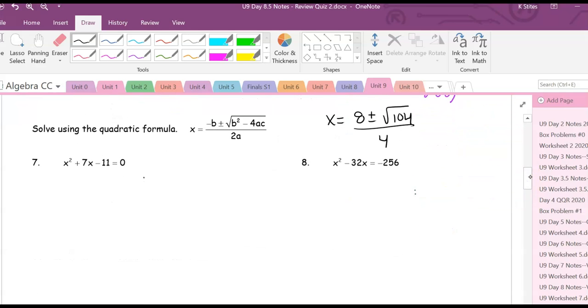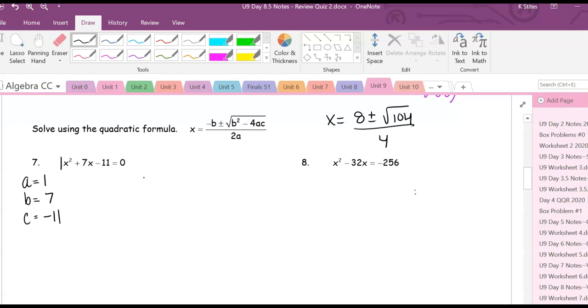All right, now we're going to do the quadratic formula all out. So again, first thing, make sure you're in standard form, which we are for number 7. And since we're in standard form, we can go ahead and identify our A, B, and C values. Your A value is just going to be a 1. Our B value is 7, and our C value is -11.